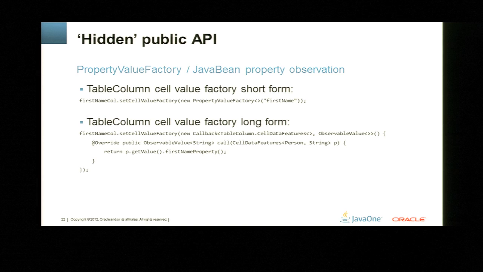The P is just a cell data features object, and that basically encapsulates the table view, the table column, and the value for the row that's being rendered. And then you return the value, and in this case it's the person object. And then the person object, we're just going to return the first name property so we can automatically bind to it. Tom had a question?